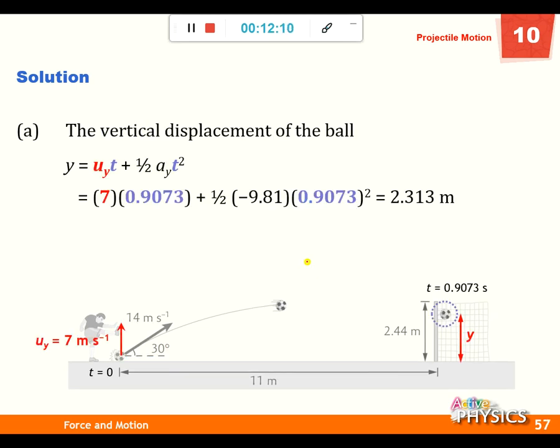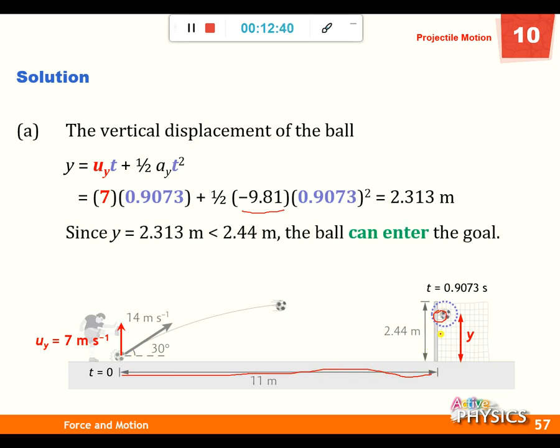Then use this time t to link up with the vertical displacement to check what the vertical displacement is. Put it into this equation. Once again, upward is positive, so the acceleration should be negative. After your calculation, you should get 2.313. It means that if the ball travels 11 meters, the position of the ball should be 2.313, which means that it can enter the goal. You should use this method to check it.